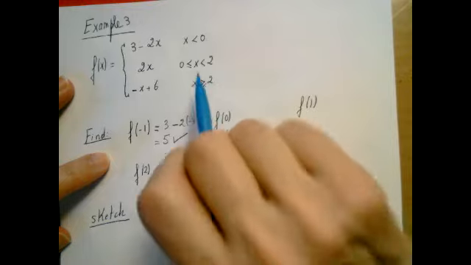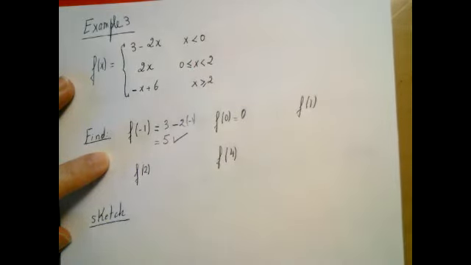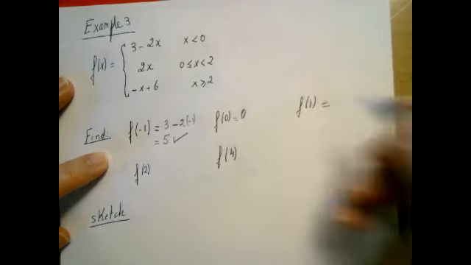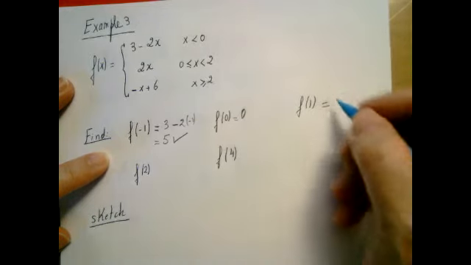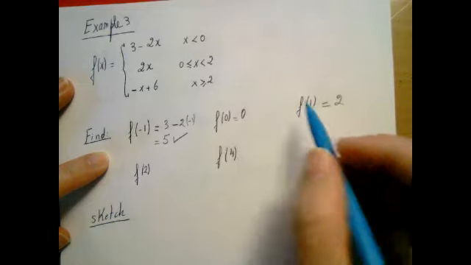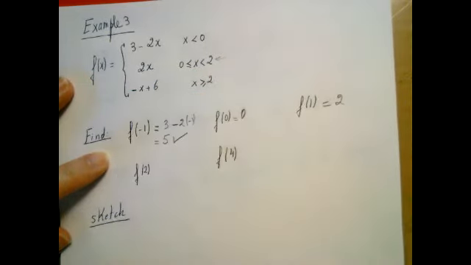F of 0, quickly. 0, because 0 is in here. F of 0 is 0. Very good. Now, what's f of 1? F of 1, look, Elizabeth, 2. Because where is 1? 1 is in this piece between 0 and 2. So it's 2 times 1.